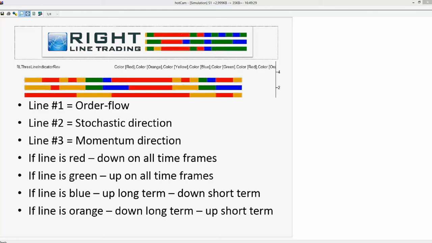Now, when any one of these lines is red, it means that the parameter we're looking at, let's just take order flow for instance, is down on all time frames. If it's green, order flow is up on all time frames. If it's blue, order flow is up on the long-term time frames and down on the short-term, but since long-term time frames rule, it's okay to take a trade when the line is blue. When the line is orange, it means you are down on long-term time frames and up short-term, but again, since long-term time frames rule, we know it's okay to take a short.